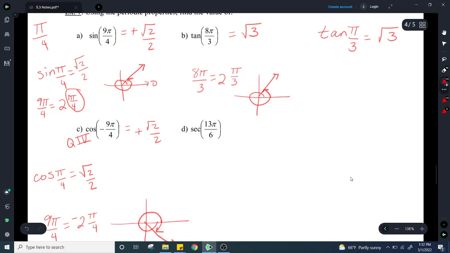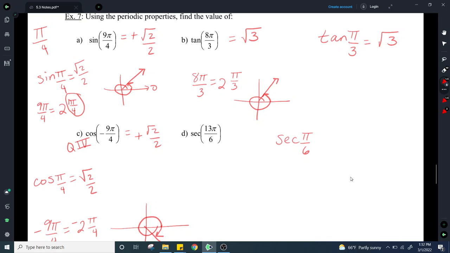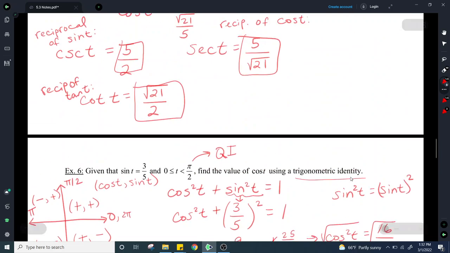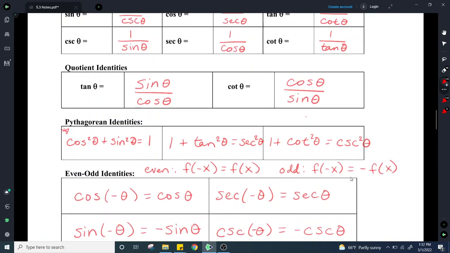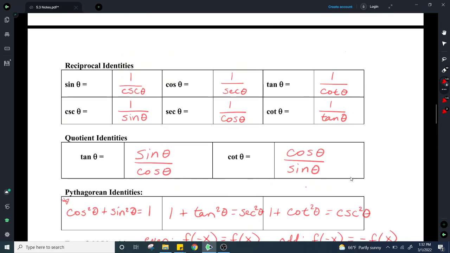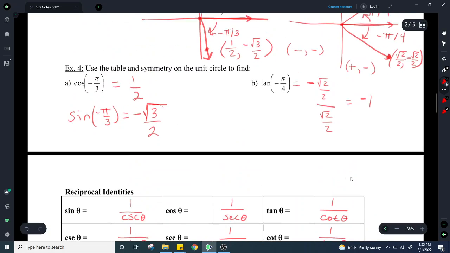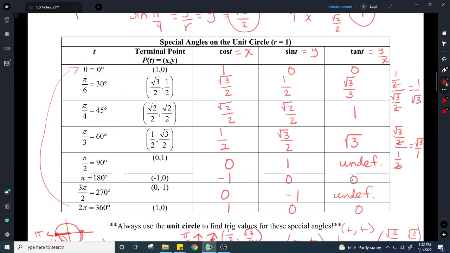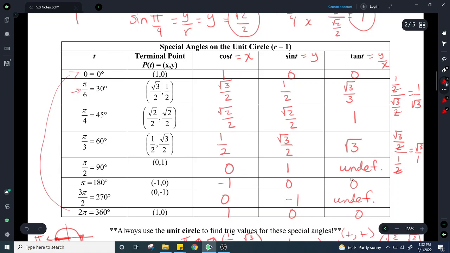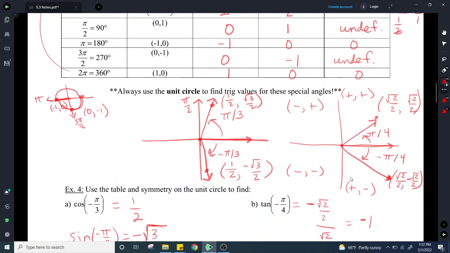All right, the last one, we've got secant of 13 pi over 6. Let's start with just pi over 6. So secant of pi over 6. So what you need to recognize is secant is the reciprocal of which function? We said earlier, secant was the reciprocal of, where is it? Right here. Secant is a reciprocal of cosine. So what I'm going to do is take the cosine value at pi over 6 right here. Cosine value at pi over 6 is this number right here. So the cosine is root 3 over 2. Let's jot that down.